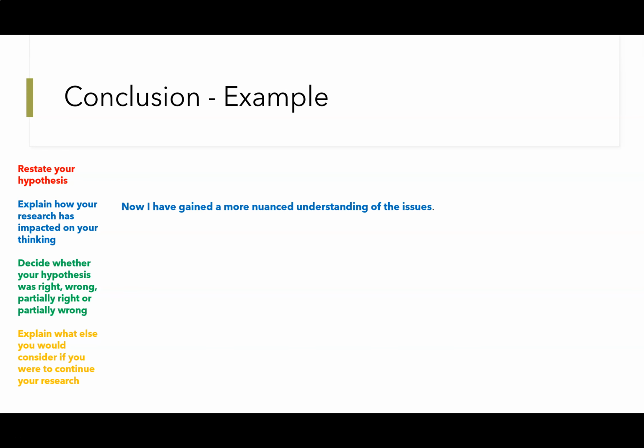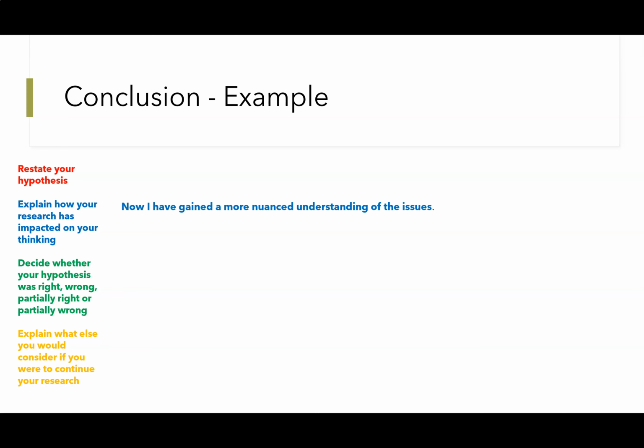So in your conclusion, you want to restate your hypothesis, then you want to explain how your research has impacted on your thinking, and then you need to decide whether your hypothesis originally was right or wrong, or whether you were partially right or partially wrong. And then at the end, you want to explain what else you would consider if you were to continue the research, just so that you're showing that you continue to think about it.